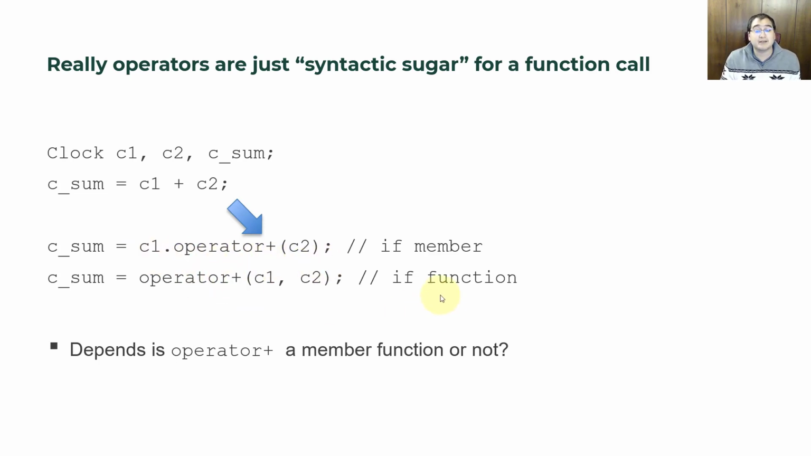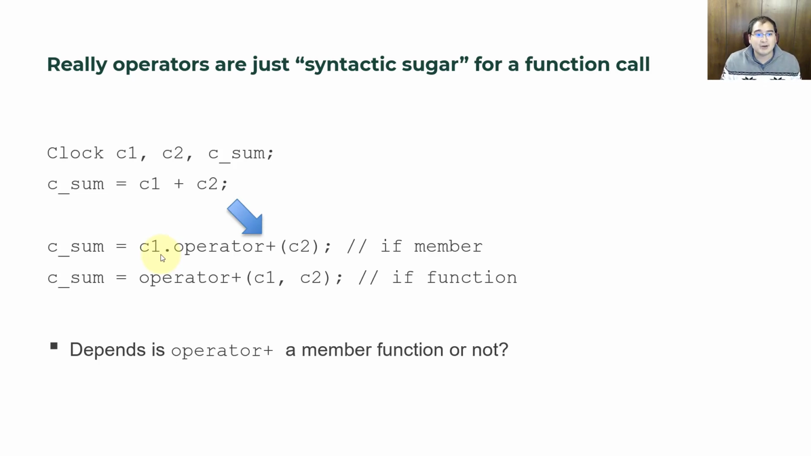If the operator plus is just a friend function, you just say operator plus, and it takes two arguments, C1 and C2. There's actually two ways to overload operators depending on which class they fall into. If they fall into the member function class, they are called like that. If they fall into the function class, they can be called like that. So it depends, once again, on whether operator plus is a member function or just a function. But the important thing to note here is that when you say C1 plus C2, it's one of these two options. It's either just a function that's called with two arguments, or a member function that's called with one argument, because it already has the other argument, as it's the member of that object.